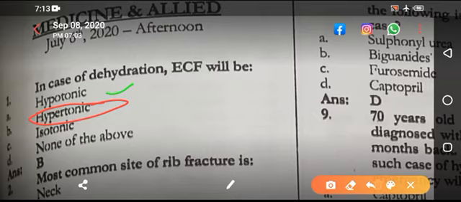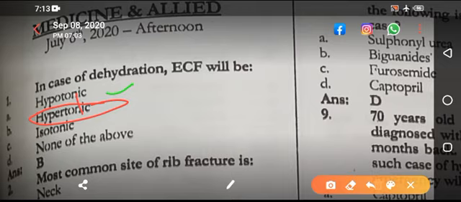But if there is no such thing mentioned in the stem, that there is a loss of solute more or solvent more, then you have to choose hypertonic. ECF will be hypertonic. Well, there is another MCQ. I want to clear that MCQ right now.